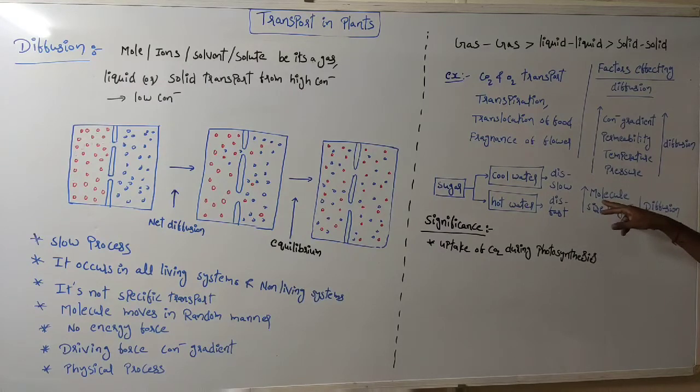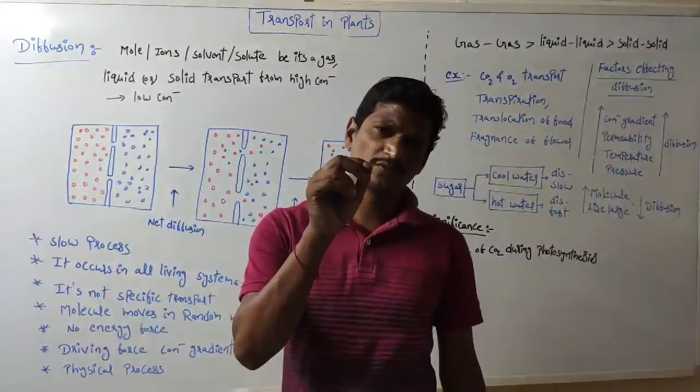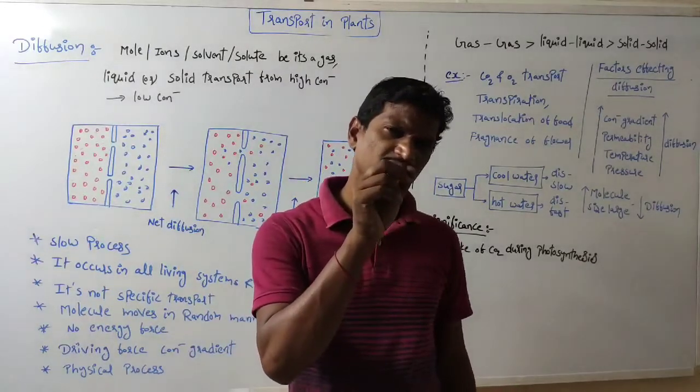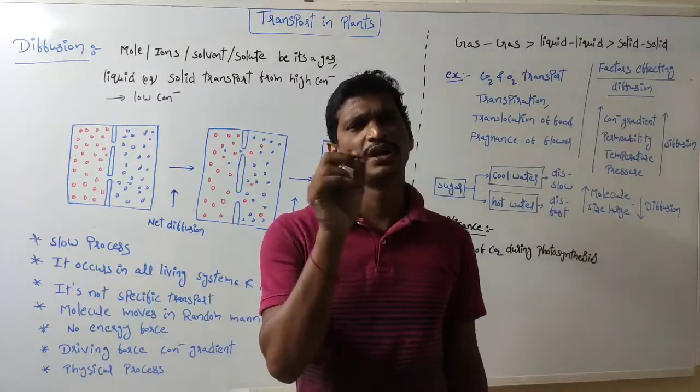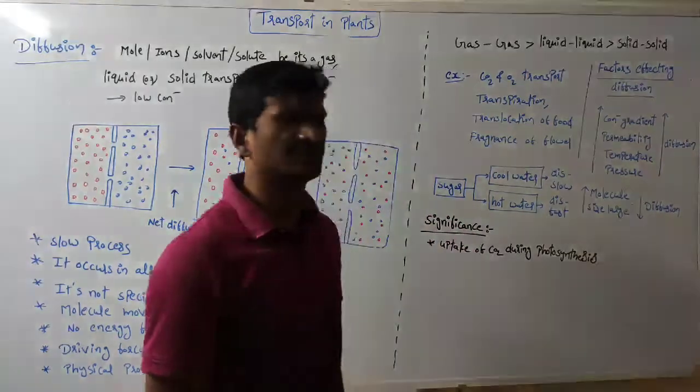Right? See here, large size of molecules means the rate of diffusion is decreased, because if the molecule size is small, there is more permeability and the rate of diffusion is more. With large size molecules, there is less permeability, so the diffusion rate is decreased.